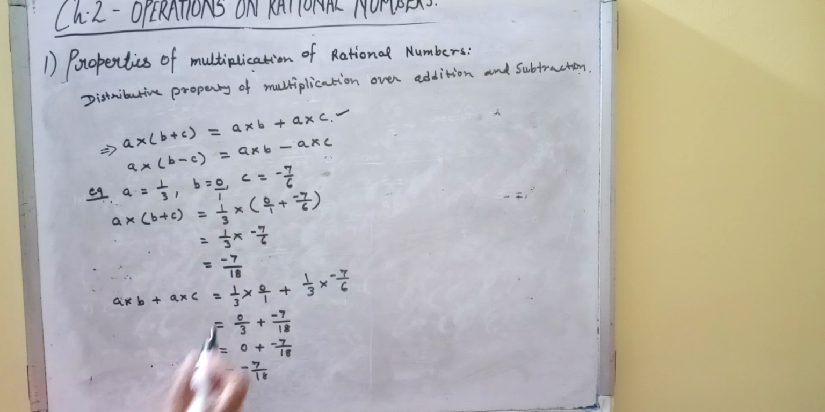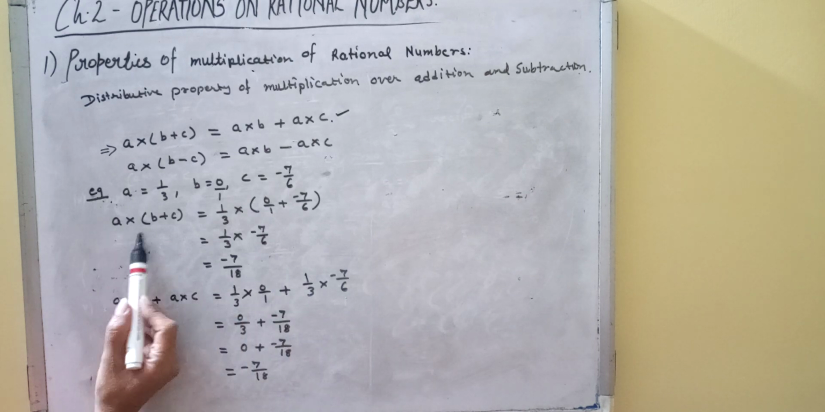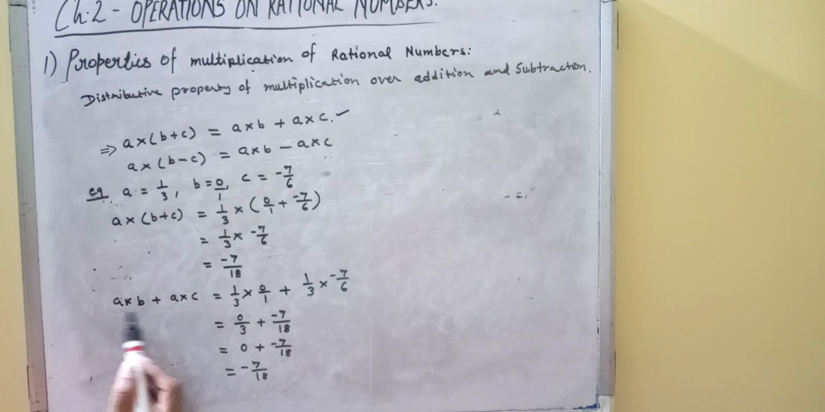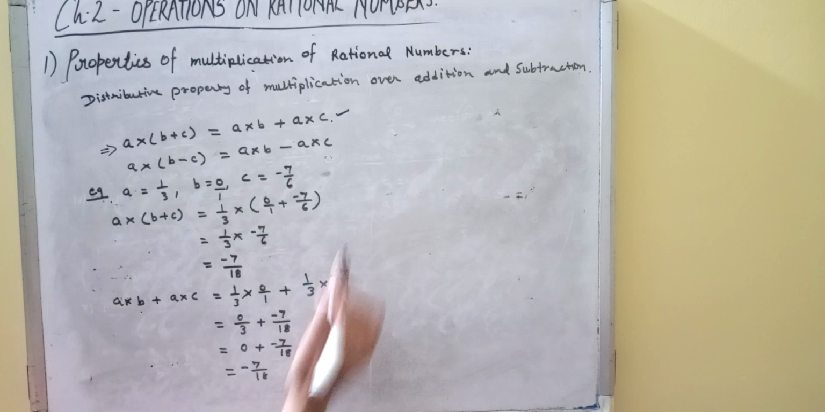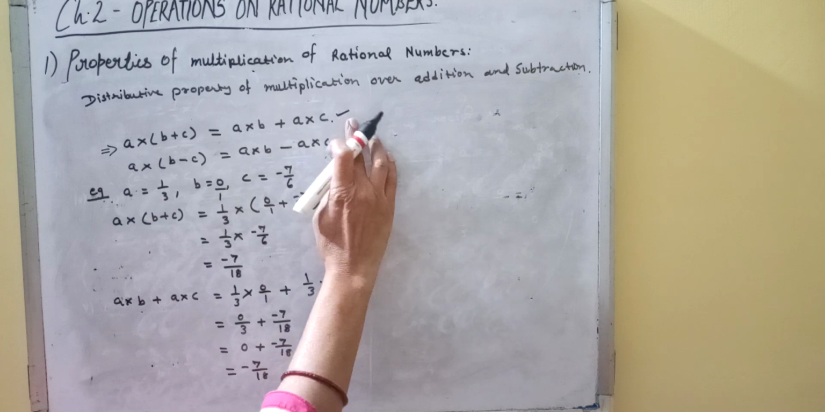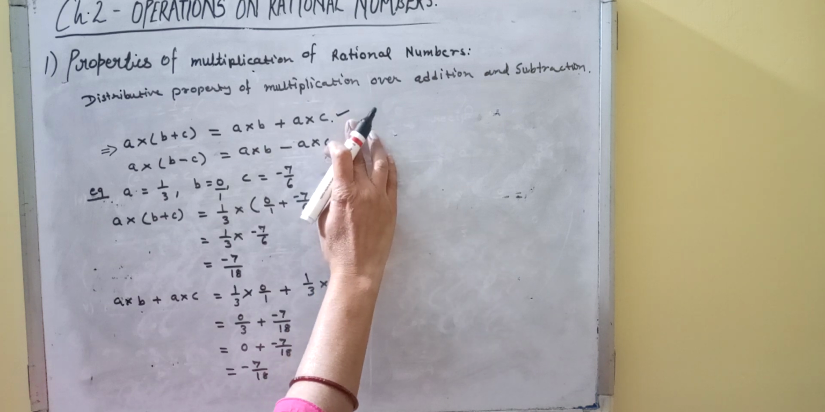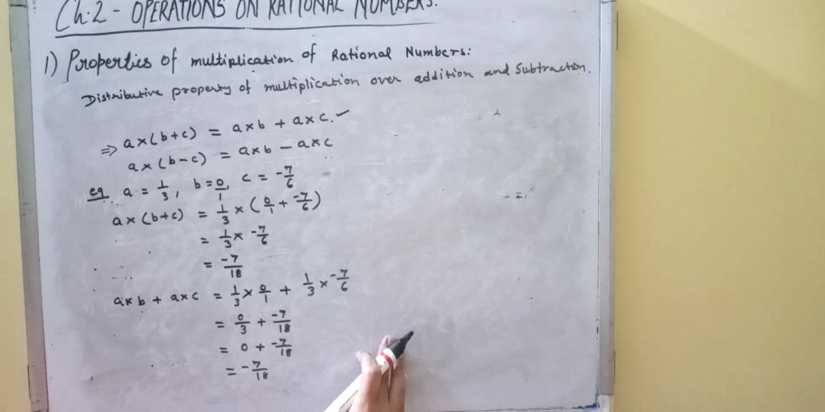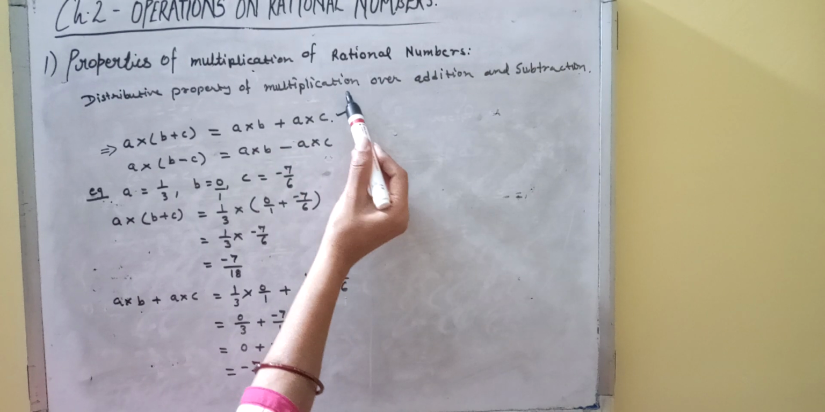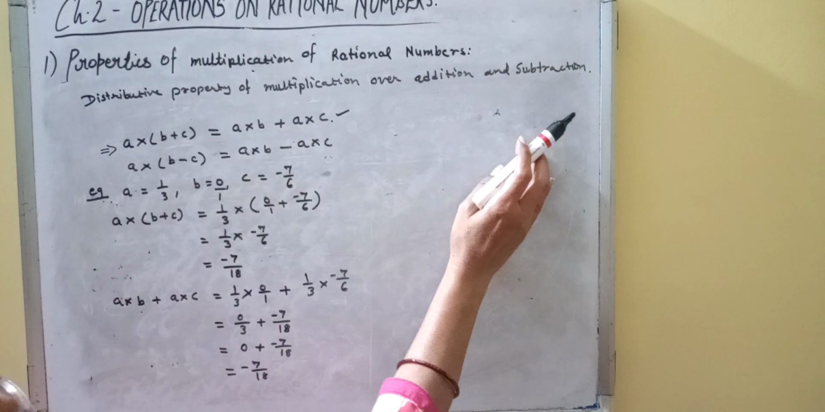So what will we say here? a into (b plus c) is minus 7 upon 18, and a into b plus a into c is also minus 7 upon 18. So we verify the distributive property of multiplication over addition. In the same way, we will verify the distributive property of multiplication over subtraction.